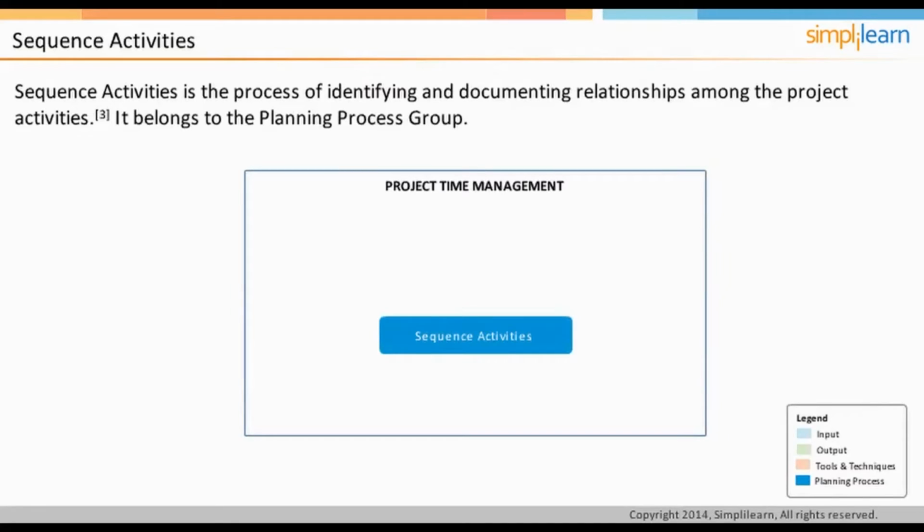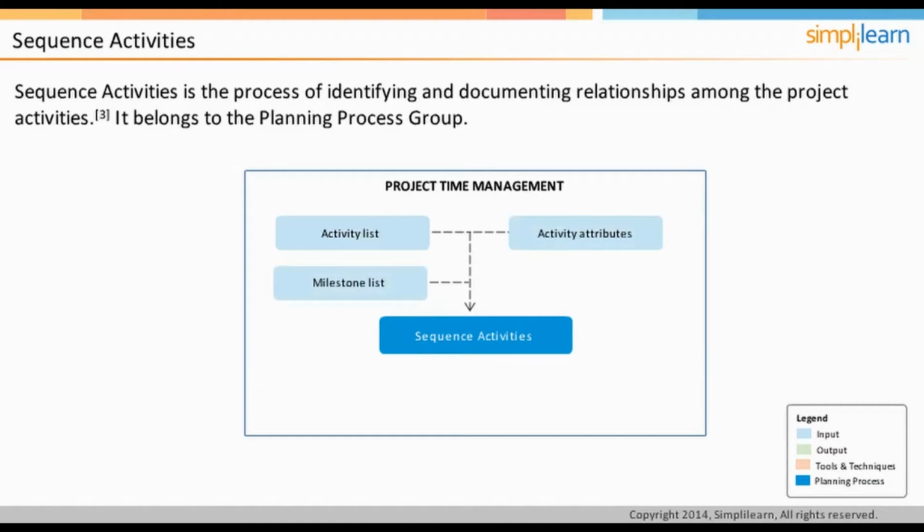Sequence activities is the process of identifying and documenting relationships among the project activities and is also part of the planning process group. Every activity and milestone, except the first and last one, is connected to at least one predecessor and one successor. The inputs to this process are activity list, activity attributes, and milestone list. All these are the outputs of the define activity process. The other inputs are schedule management plan and project scope statement.